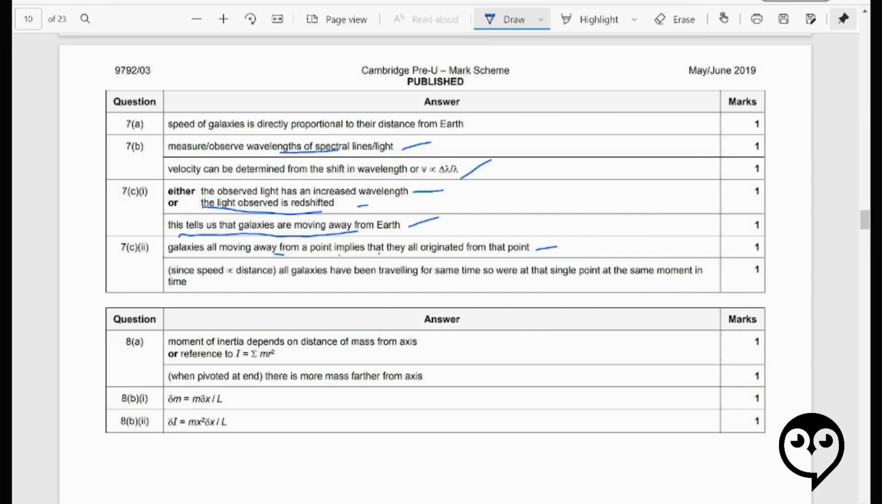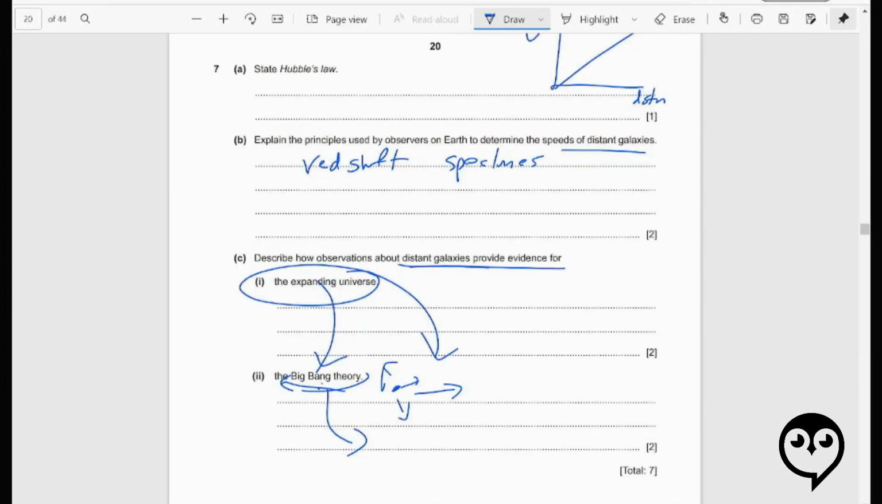Okay, and so what they've said is galaxies are moving away, which implies from a point that they originated at that point. All galaxies have been traveling the same time. Okay, that's one way to explain it. I know some exam boards will do one thing, other exam boards will do other things.